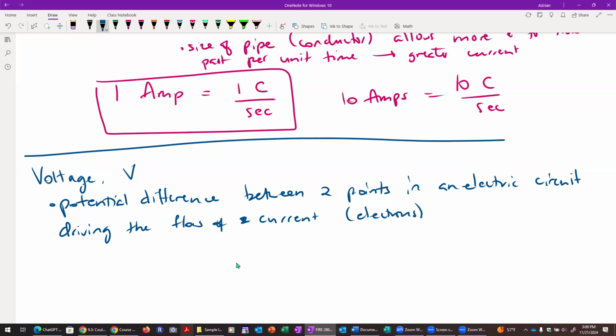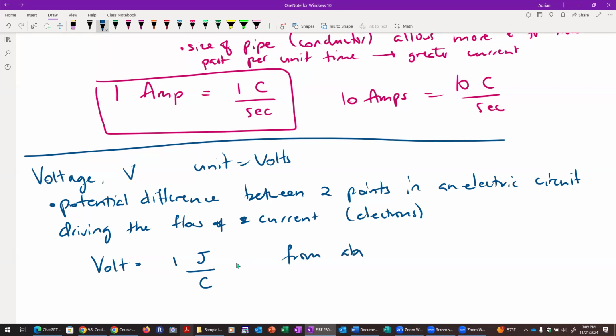So the symbol for voltage is V, and the unit here would just be the volts. And the volt is defined as 1 joule of energy per coulomb of charge. So we have a volt being equal to a joule per coulomb. And we know that previously we saw an amp was a coulomb per second. So if we wanted to, we can substitute some of these in here.